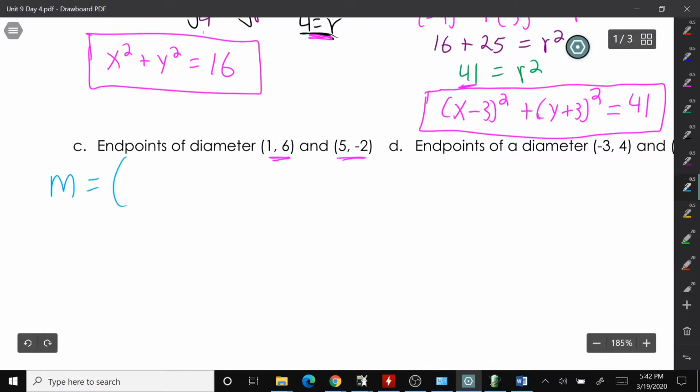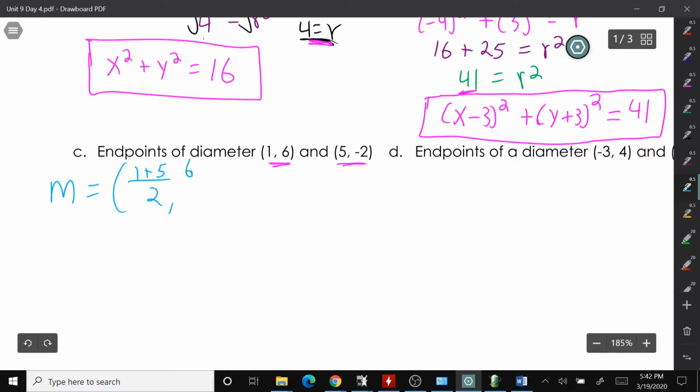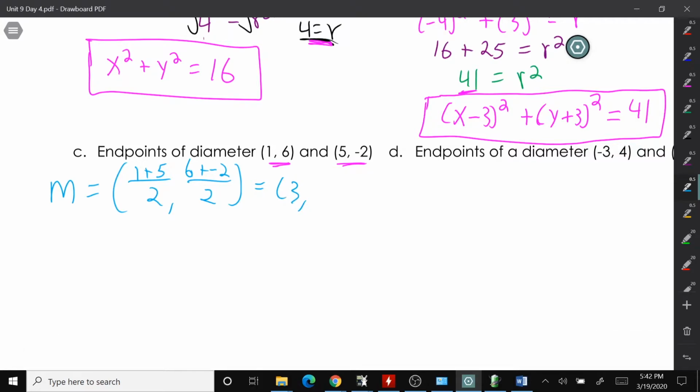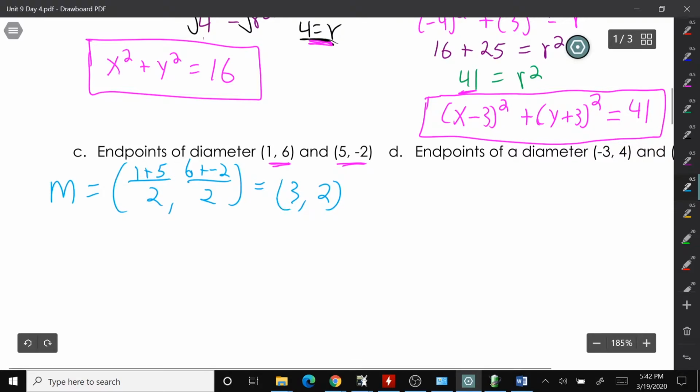You're going to add the two x coordinates and divide by 2, comma, adding the two y coordinates and dividing by 2. So 1 plus 5 is 6, divided by 2 is 3. 6 plus -2 is 4, divided by 2 is 2. So that's our center. So this is our h and k.